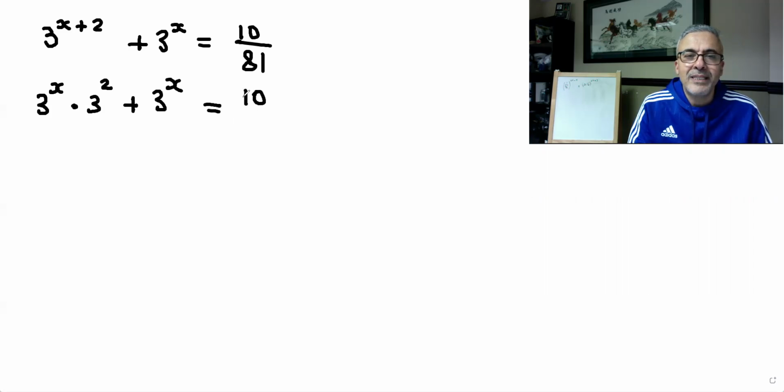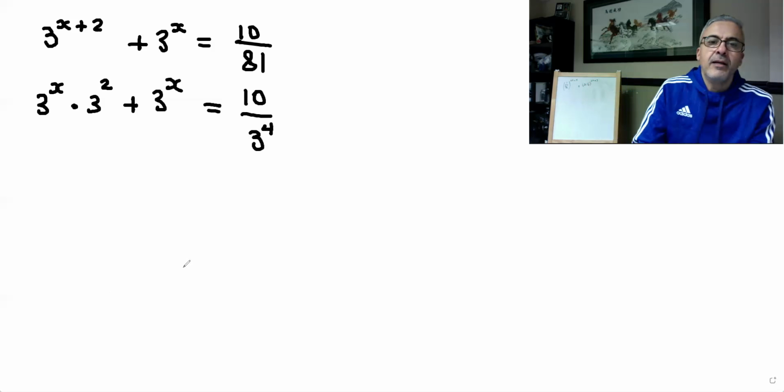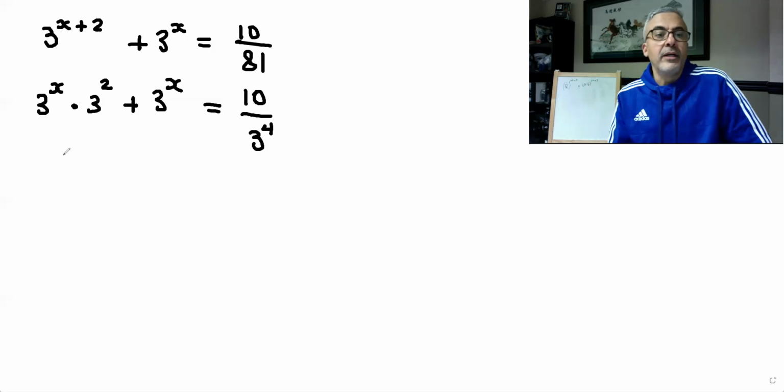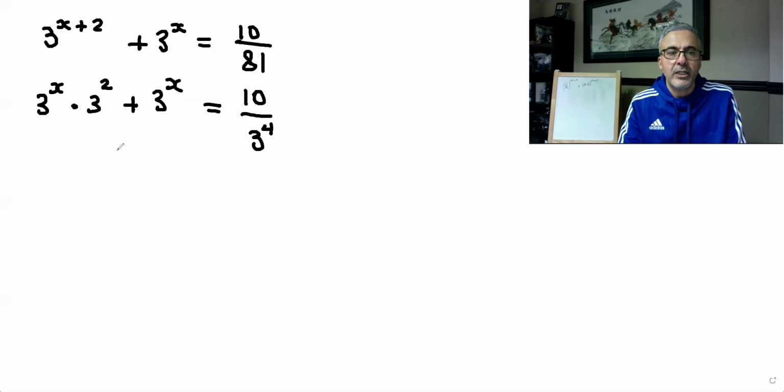And because I'm seeing that the bases are 3 and 81, I could write it as 3 to the power of 4. I'm going to do that right away, and hopefully it's going to materialize later. Now, if you look at this, you have two terms here. This is one term and this is two terms. Between these two terms, you have a greatest common factor, which is 3 to the power of x.